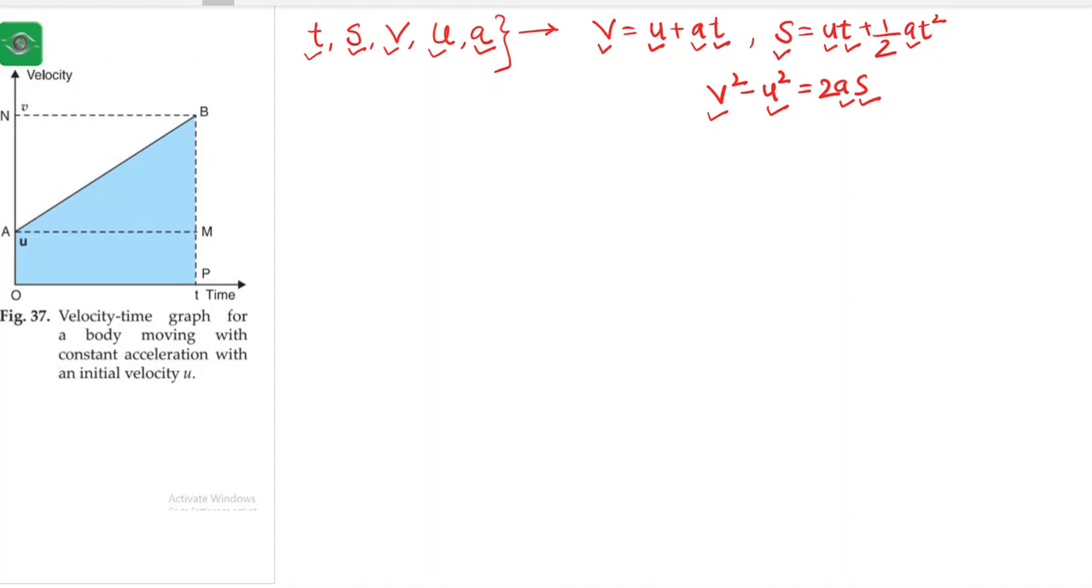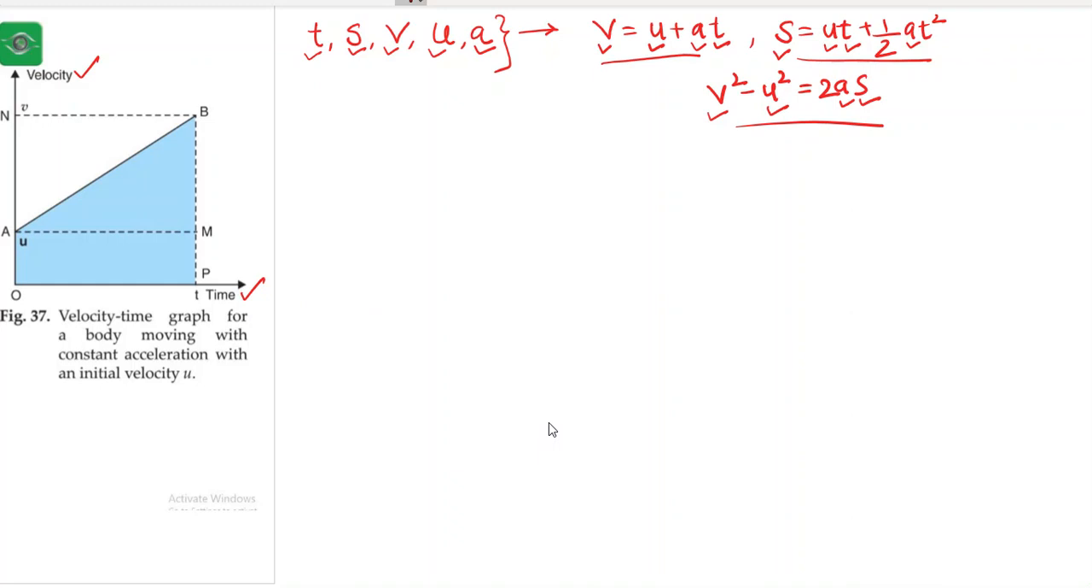So what we have to do now, you see a graph in front of you. This is a velocity time graph. A velocity time graph is important to derive these equations of motion. These equations of motion, you see, can be derived using a velocity time graph. And what kind of velocity time graph? The one which is given over here. So what is the meaning of this velocity time graph?